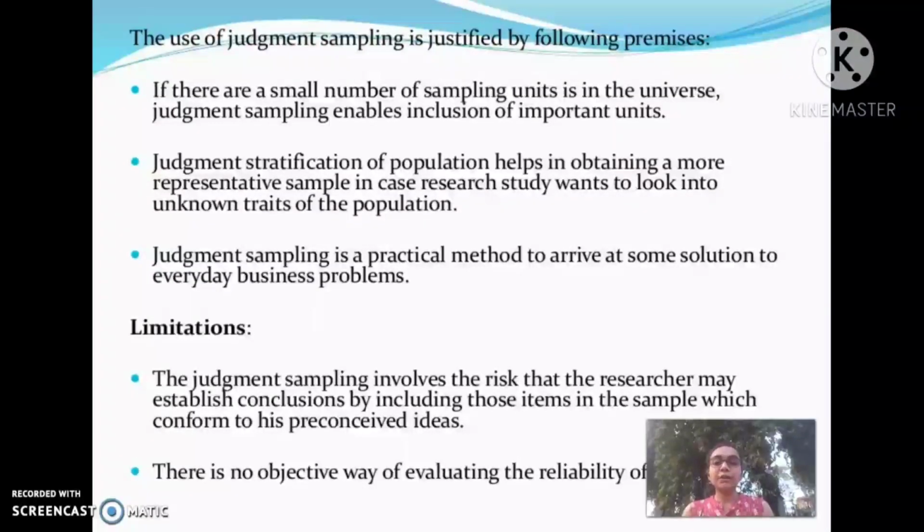Next, judgment sampling is a practical method to arrive at some solution to everyday business problems, but there are some limitations too. Judgment sampling involves the risk that the researcher may establish conclusions by including those items in the sample which conform to his preconceived ideas. There is no objective way of evaluating the reliability of sample results in this sampling method.